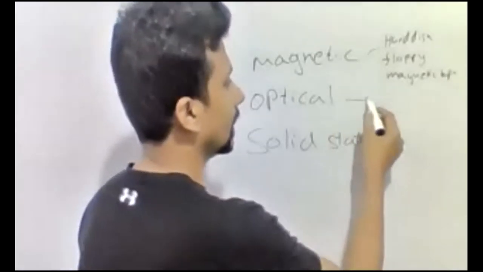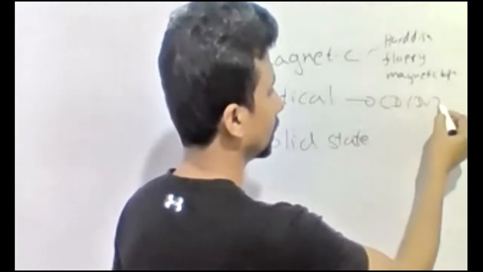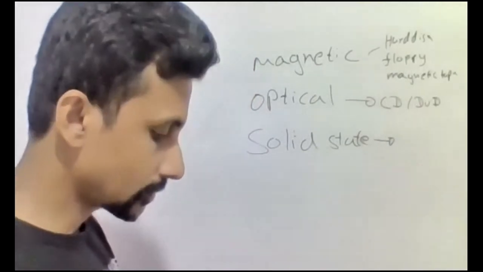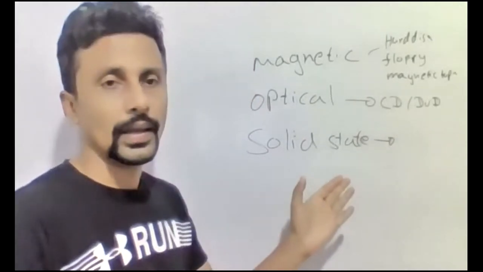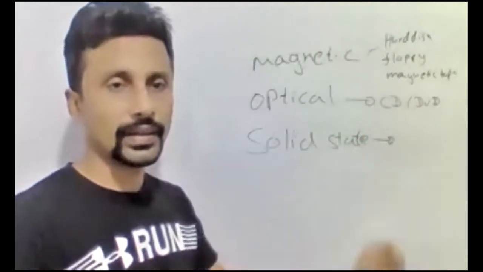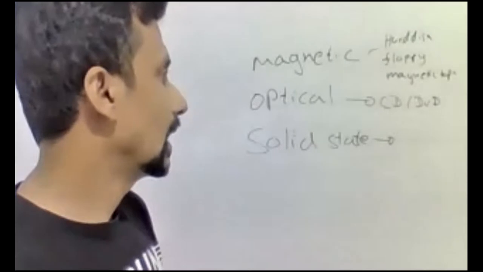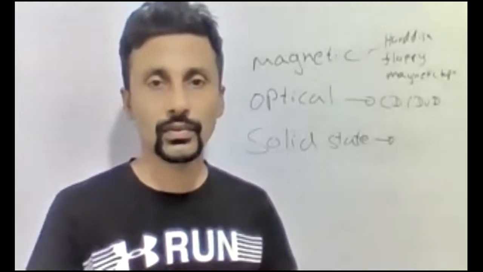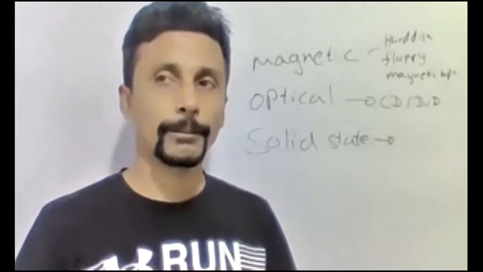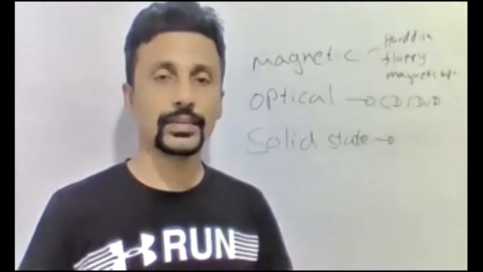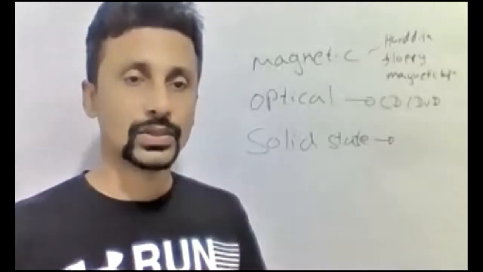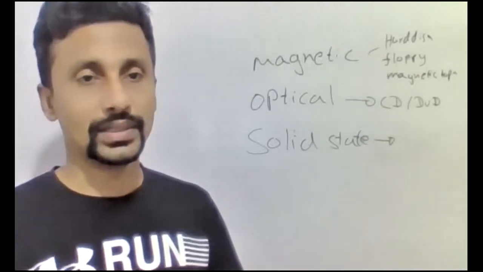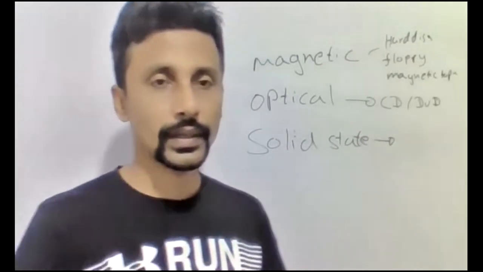When you take optical media, you get CDs, DVDs and all that. They are reading the data through light rays and all that, writing the data and reading the data both. Then solid state means they have an electronic circuit. If you remove the casing of a pen drive, you can see there's a small circuit, right? That circuit is used to store data. So that is solid state. Those are the three different types.